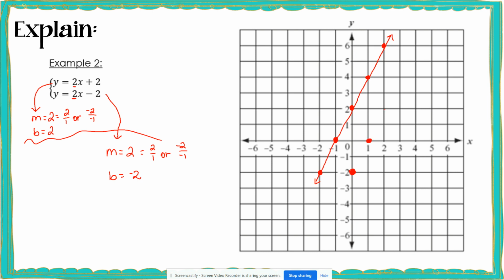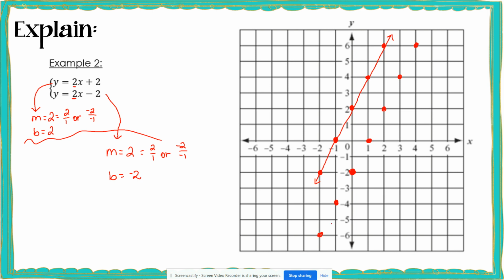And then up 2, right 1. Up 2, right 1. So I have not gotten to a point where they intersect yet. So let's try the other way. Down 2 and left 1. Well, down 2, left 1 puts me here.